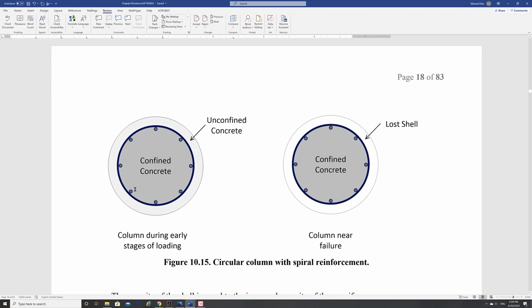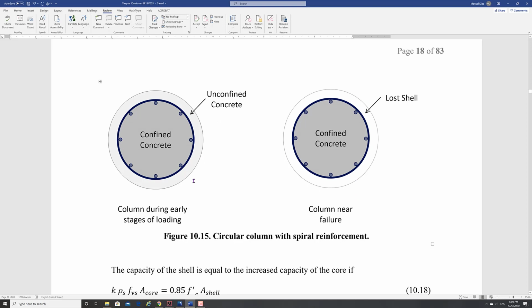So this is what happens really, okay? You put that spiral, the core, what is inside the spiral, will remain confined, like encased, right? And so when the loads get pretty high, the outer shell will spool off. That spools off. You lose that, but you don't lose your core. So that means your column remains in place, which is good, right? You don't want it to fail.